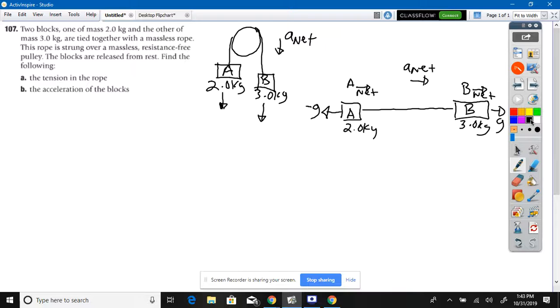So look how many arrows we drew: 1, 2, 3, 4. All those arrows are going to result in tension on the rope. Think about it, block B is pulling on the rope this way, and block A is pulling on the rope that way, so they're stretching the rope. What we're going to do is part B, the acceleration of the blocks, first.